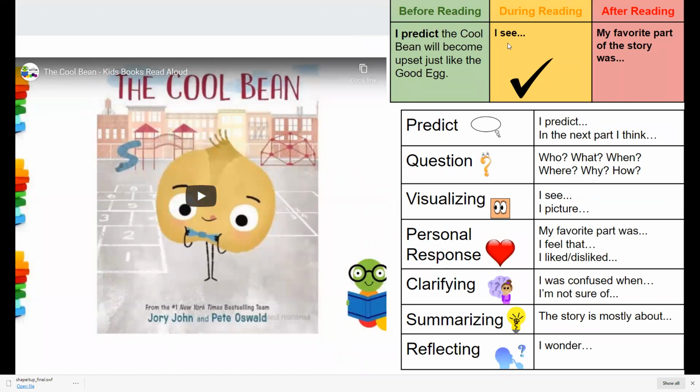As we're reading the story, let's work on our visualizing. What do we see is going on in the story with the cool bean? What can you picture in your mind? And let's see if we can create a sentence think aloud stem using I see. And don't forget, after we finish reading the story, you're going to share out what your favorite part was.